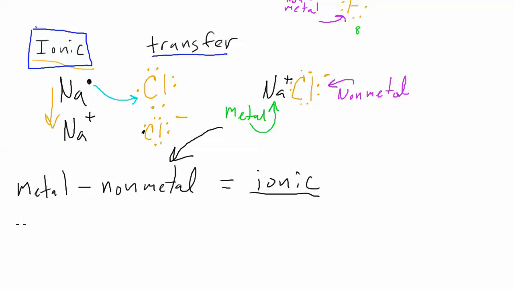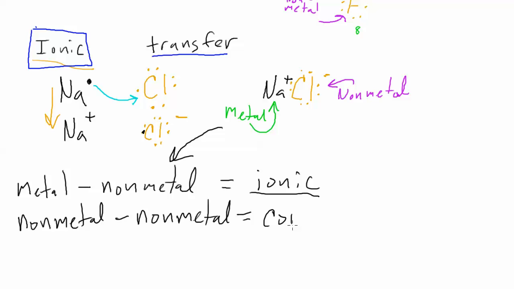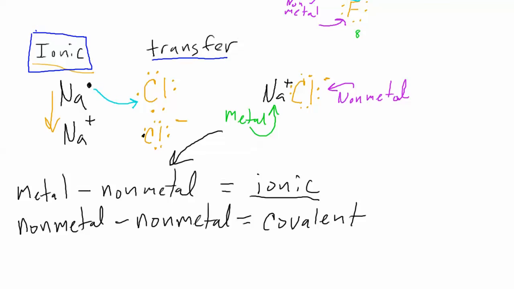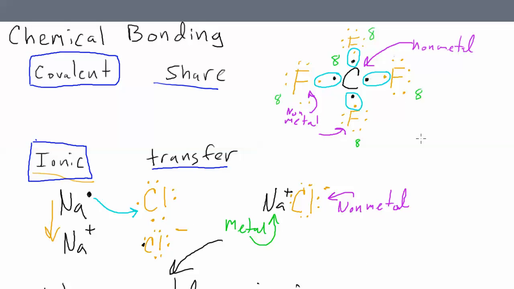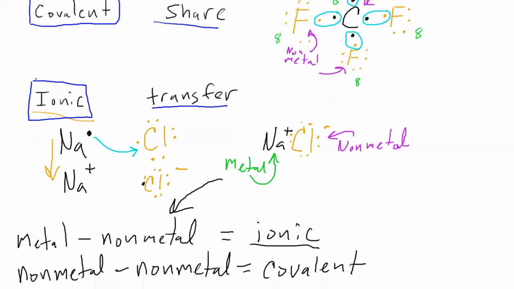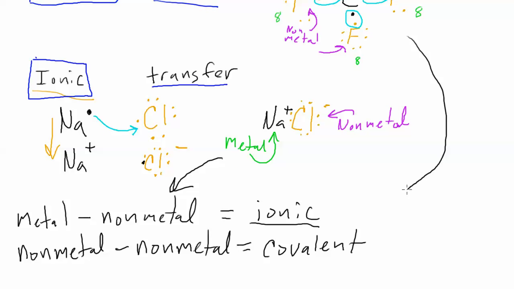And then when you have a nonmetal with a nonmetal, that is covalent. And so our example up here, we have the nonmetal fluorine with the nonmetal carbon, and that is our example of nonmetal being covalent.